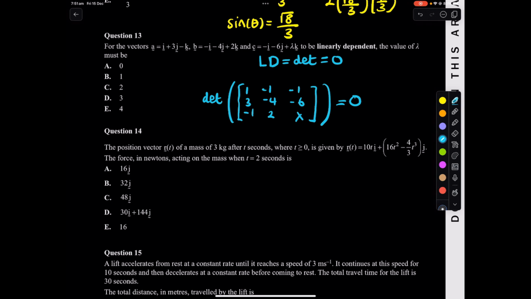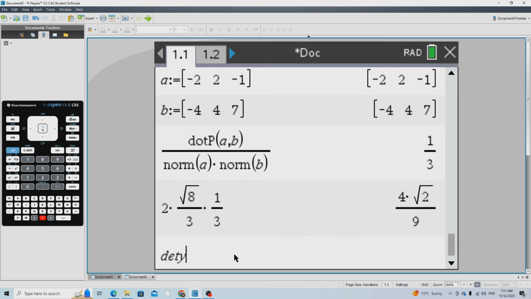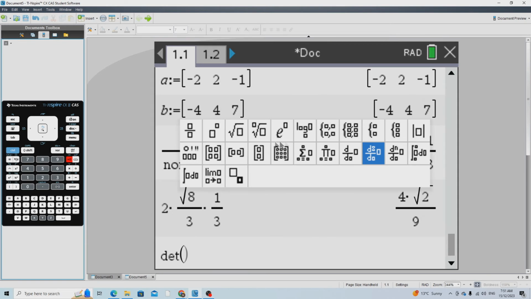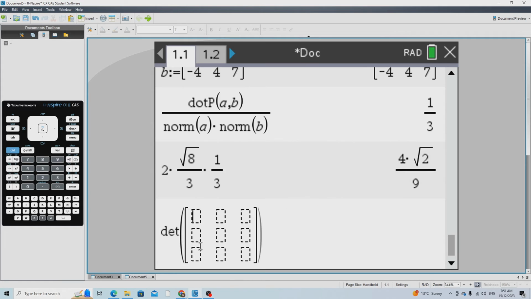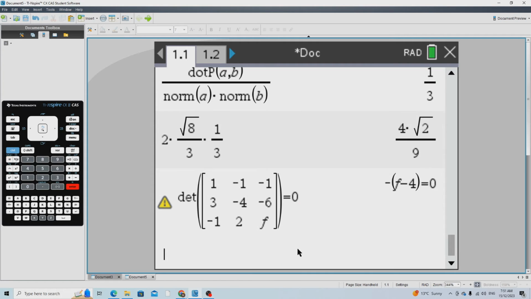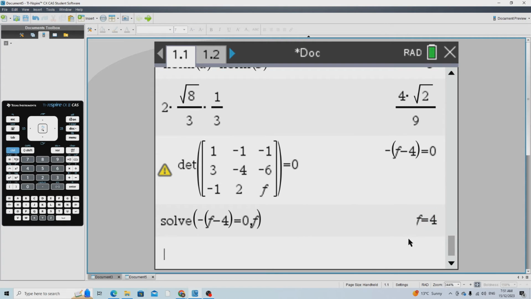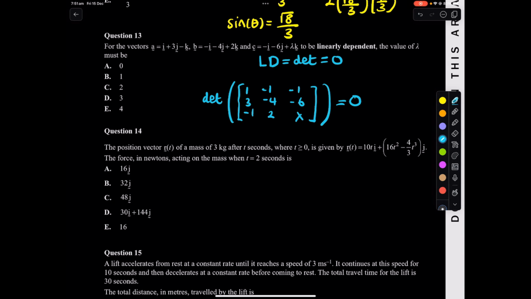And then we solve. Let's use our calculator to do this. We write determinant, go to a 3 by 3 matrix, and it's 1, 3, negative 1, negative 1, negative 4, 2, negative 1, negative 6, lambda. Let's call it f because I don't know how to get lambda, but equals 0. And then we solve, answer, comma, f. So lambda must equal 4 for linearly dependent. So E is your answer for that one. Nice and very easy question.